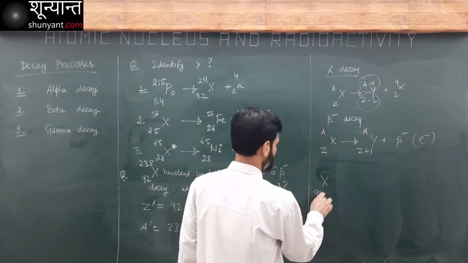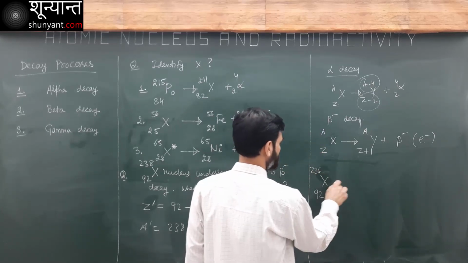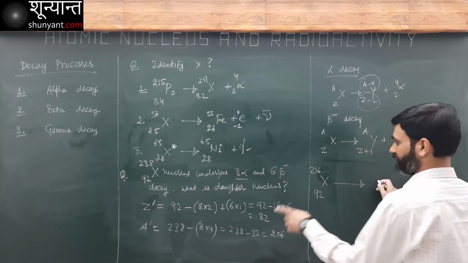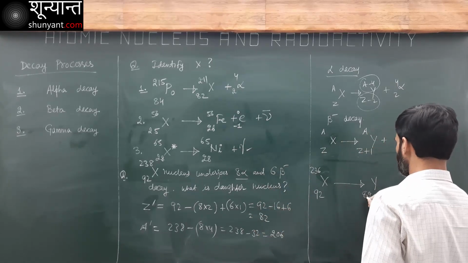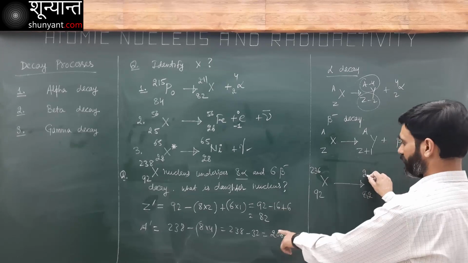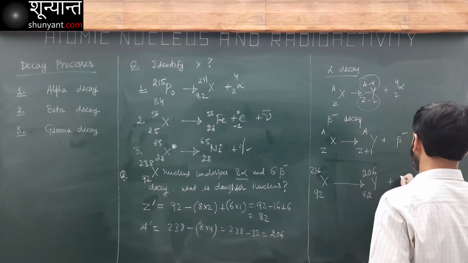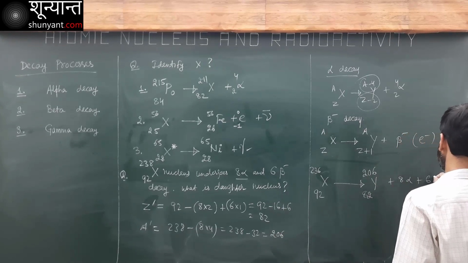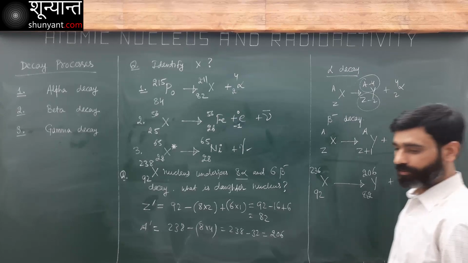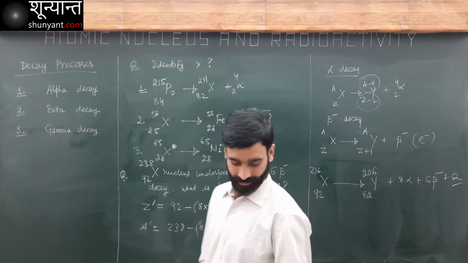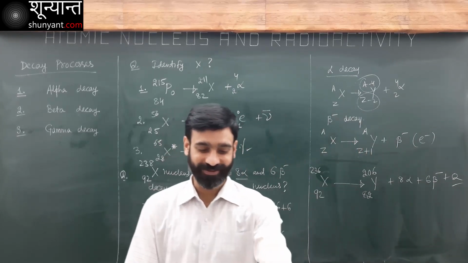Finally I will write it like this: X, 92, 238, changes into Y, with atomic number 82 and mass number 206, plus 8 alpha plus 6 beta. Plus some energy is always involved. That's how we solve it.